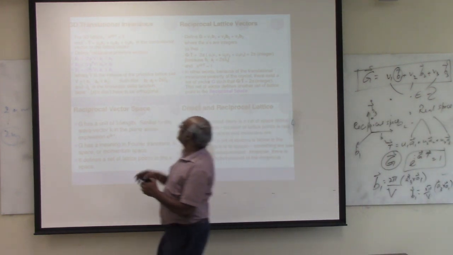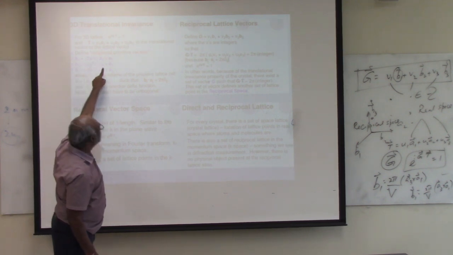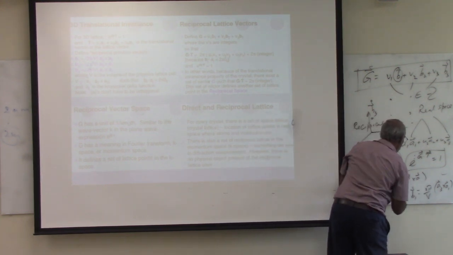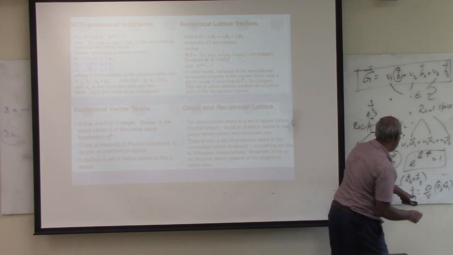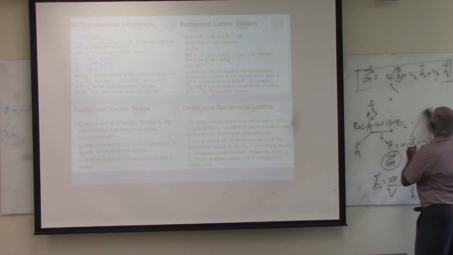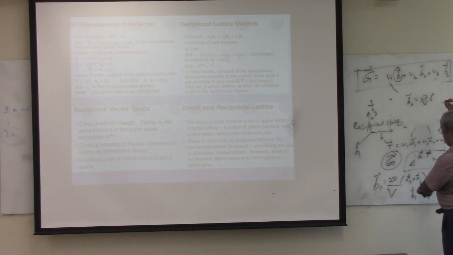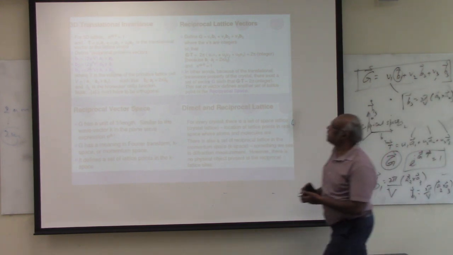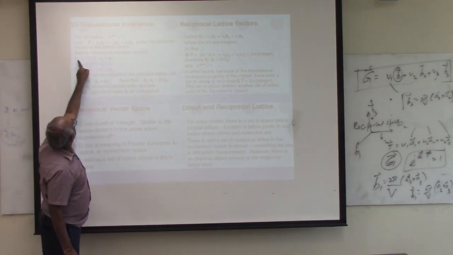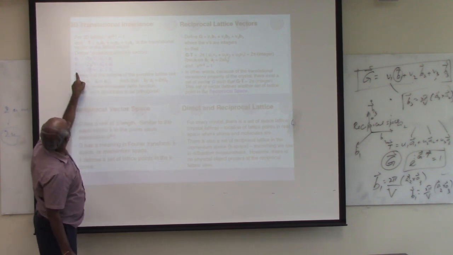Here I have all the relationships. b1 should be a2 cross a3. It's cyclic. Then b3 should be again 2π over V times a1 cross a2. You can see the cyclic relationship right here. Please look at this one: 2π over V, b1 is a2 cross a3, b2 becomes a3 cross a1, and b3 becomes a1 cross a2. These are all real space vectors.